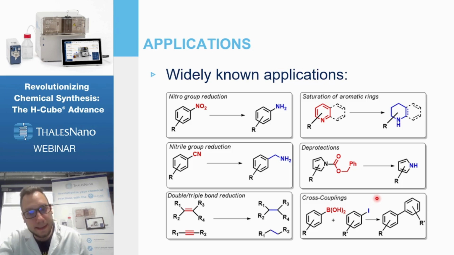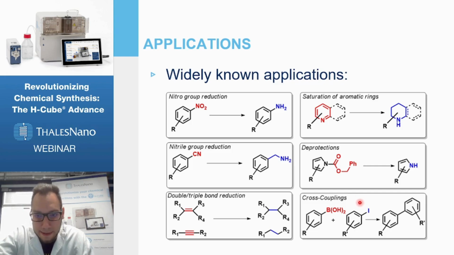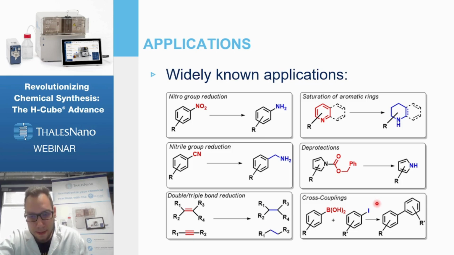And then we have included one example, which is, I think, the most common application that doesn't involve the use of any gas, which is the Suzuki coupling involving a boronic acid and the aryl halide to afford biaryls. But there are also many other coupling reactions besides the Suzuki: Sonogashira reaction. We can do Heck reactions. We can do Ullmann type of coupling reactions also in the H-cube Advance. We just selected the Suzuki because I think it's the most important and the most common cross-coupling reaction.